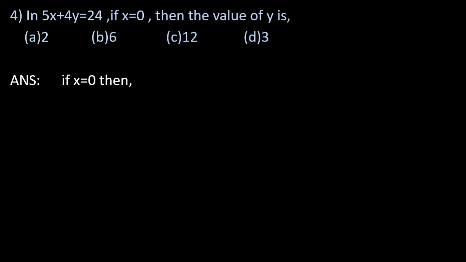x is equal to 0, then what we will get? 5 into 0 plus 4y is equal to 24. Multiply anything with 0, we will get 0 only. Therefore 5 into 0 will become 0, then we will get 4y is equal to 24. Divide 24 by 4, we will get 6. That means 4 sixes are 24, we will get y is equal to 6. Option B, 6 is the correct answer.